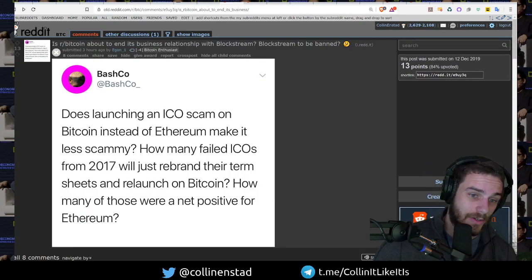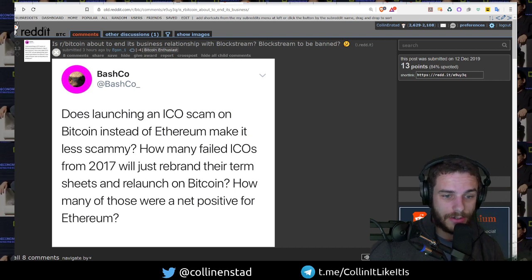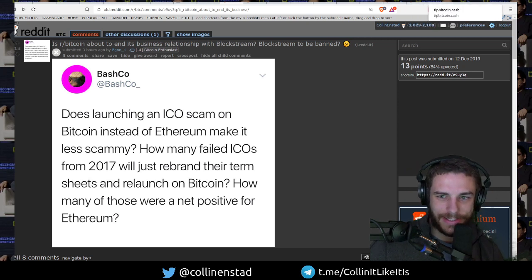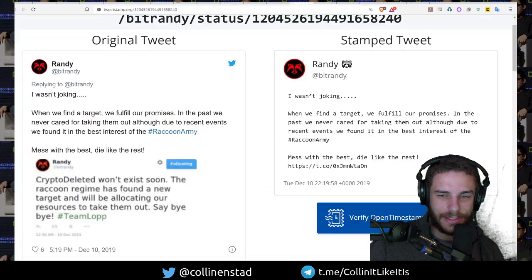Man. Here's another one that didn't agree with it. Bashko, our Bitcoin moderator, says, just launch an ICO scam on Bitcoin instead of ETH, make it less scammy. So, again, not all maxis, right? Hashtag not all maxis.